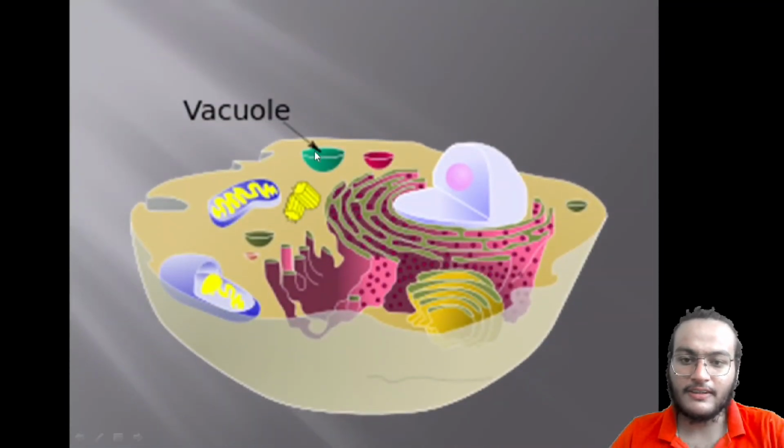So this is a vacuole in an animal cell, and this is an animal cell. This is the nucleus. This is the RER and SER. This is mitochondria. This is Golgi apparatus. ठीक है? So this is a whole animal cell.